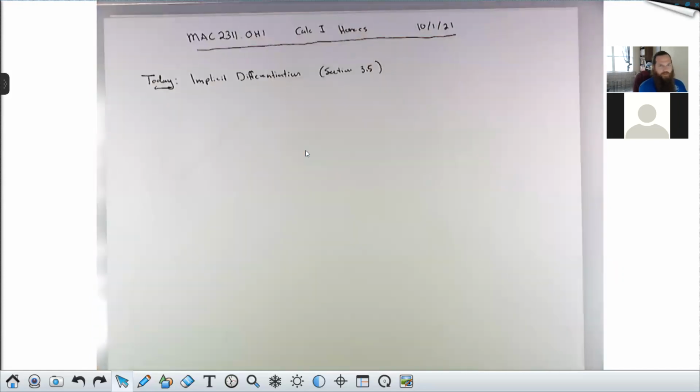I'll tell you right now, this is a section people often have trouble with because it's not super obvious at first how it's working, and some of it can feel a little bit weird. The truth is, though, it's really just a consequence of the chain rule. So implicit differentiation is just another way of writing the chain rule.